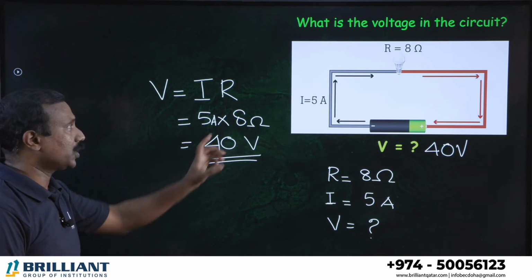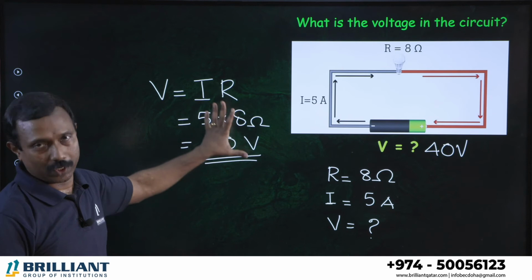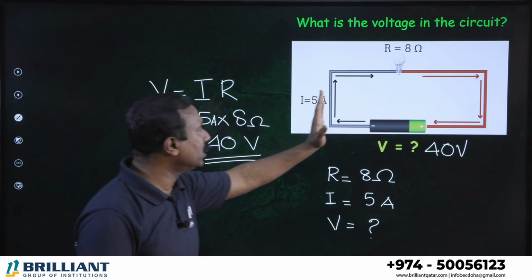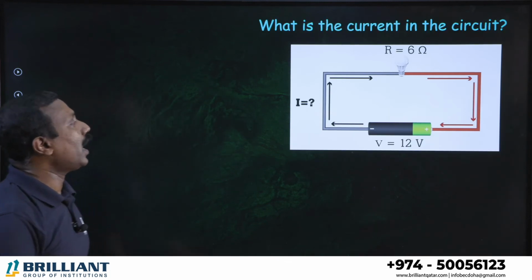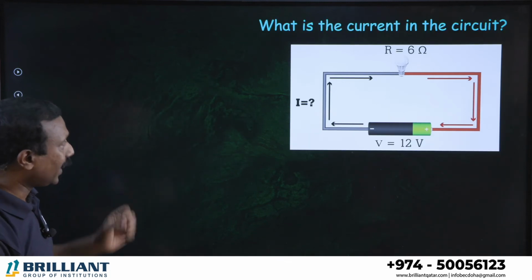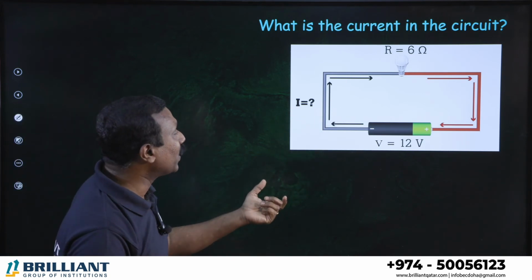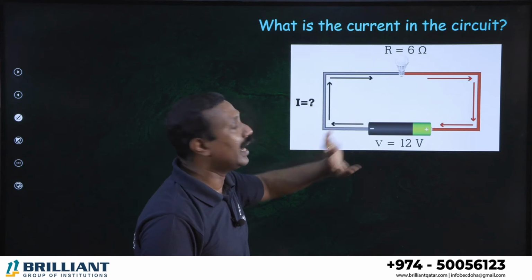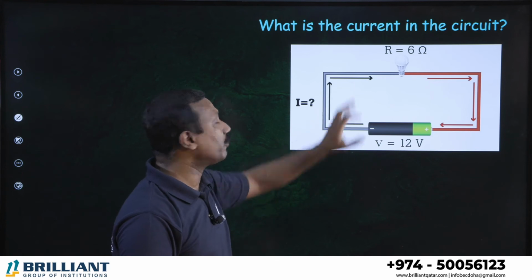Clear? I hope you understood this problem well, how to use the Ohm's law equation, the mathematical expression, to solve this problem. If you understood this one, we can take another question. So what is the next one? What is the current in this circuit? We just want to find out the current in the circuit. Here the resistance of the bulb and the potential difference are given. We can calculate it. How can we find that out?